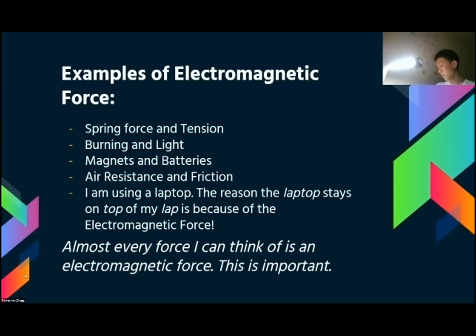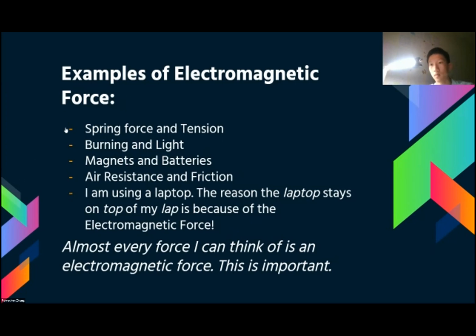Atoms and particles cannot get too close together. They repel each other when they get too close, and that is the electromagnetic force. Otherwise, a lot of stuff wouldn't make a whole lot of sense. You could walk straight through a wall. You would fall straight through the ground. That's the electromagnetic force that's making all of that happen.